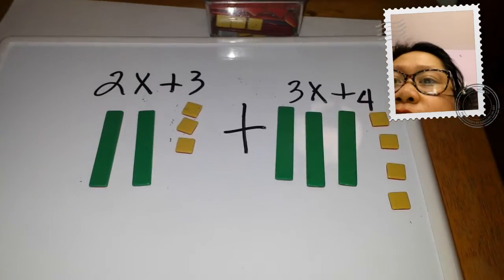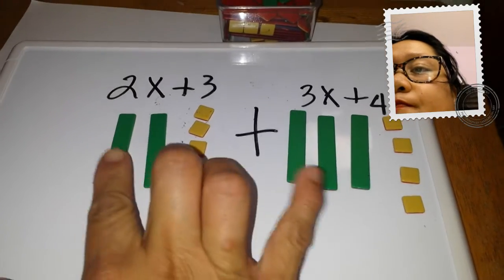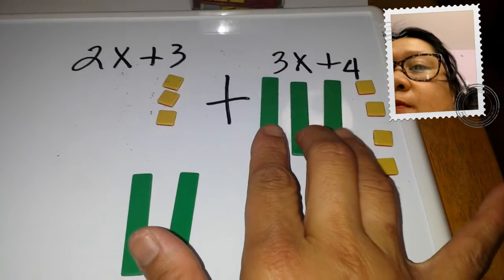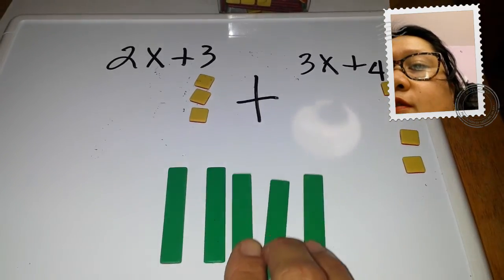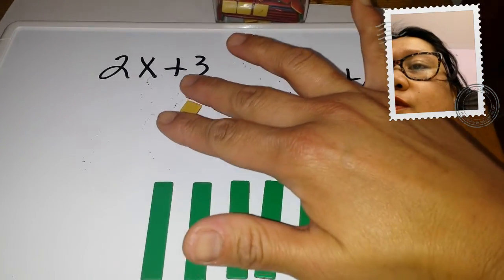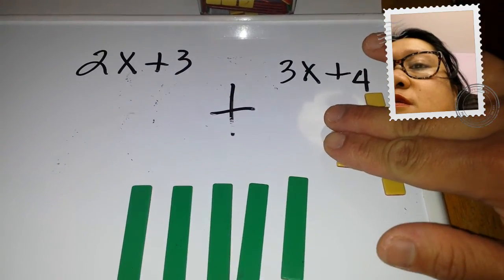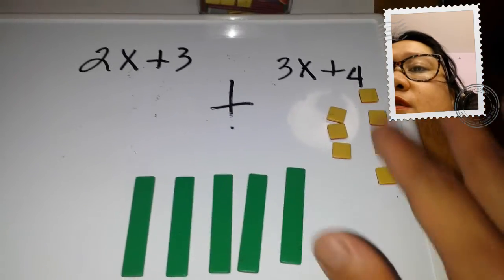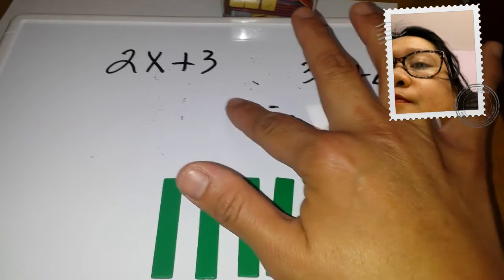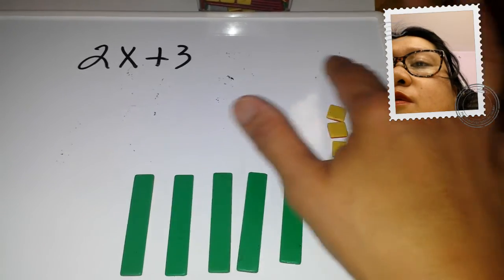So the easiest way to do this would be to just add all the like terms. So I'm gonna move these 2 green rectangles over here, and then I'm gonna move these 3 rectangles over here, okay? And then I am going to move these 3 squares over here so that all of the squares are together, and then all of the rectangles are together. And then I'm going to rewrite the equation. So let's see. Let me just erase this here.